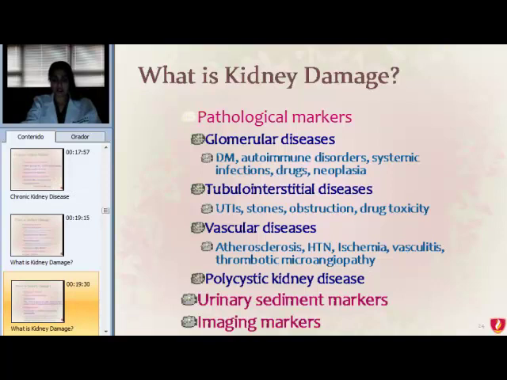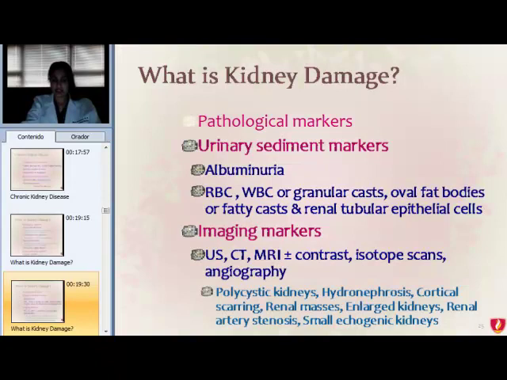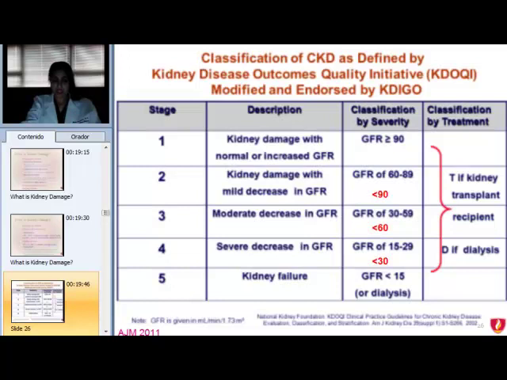So how do we define kidney damage? By usual factors of the pathological markers, the urinary sediment markers, the usual kidney diseases that we know. And this also includes the urinary sediment markers, which could be albuminuria or any casts in the urinary sediment, or any imaging markers like polycystic kidney disease, hydronephrosis, or just renal scarring can classify you as having chronic kidney disease. This is the classification, the KDOQI classification for chronic kidney disease.